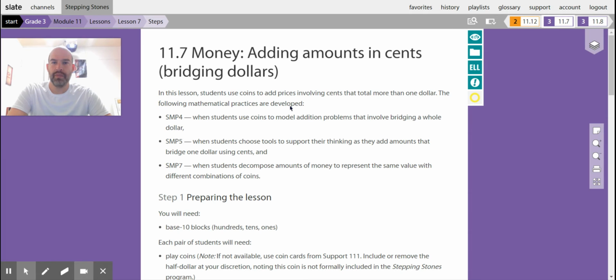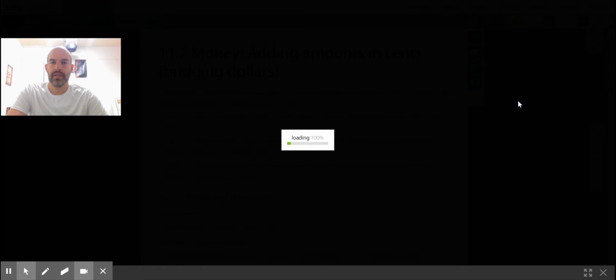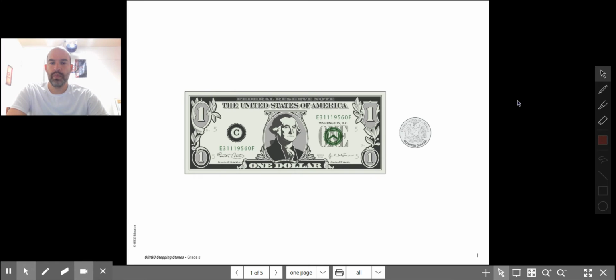Module 11.7, Money, Adding Amounts in Cents and Bridging to Dollars. All right, let's go ahead and begin here on our slides. So when we look here, we have an example of a $1 bill and a quarter.